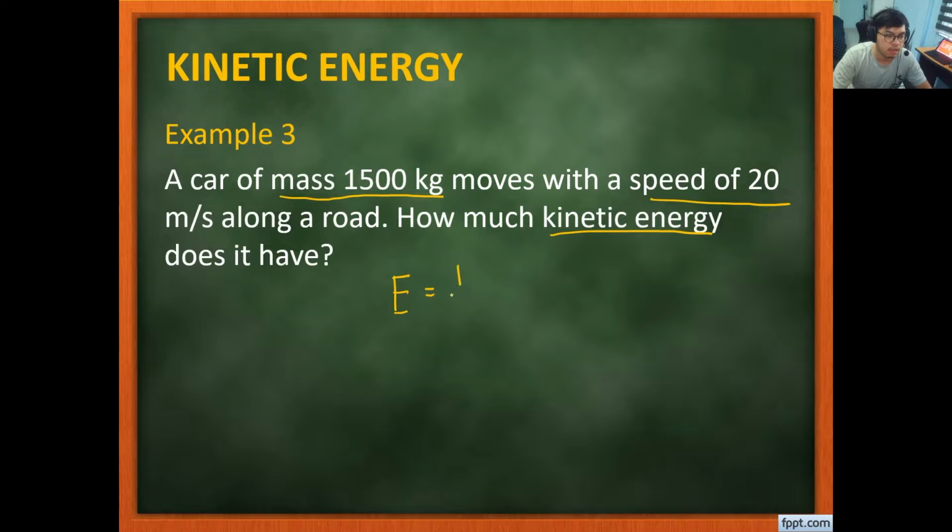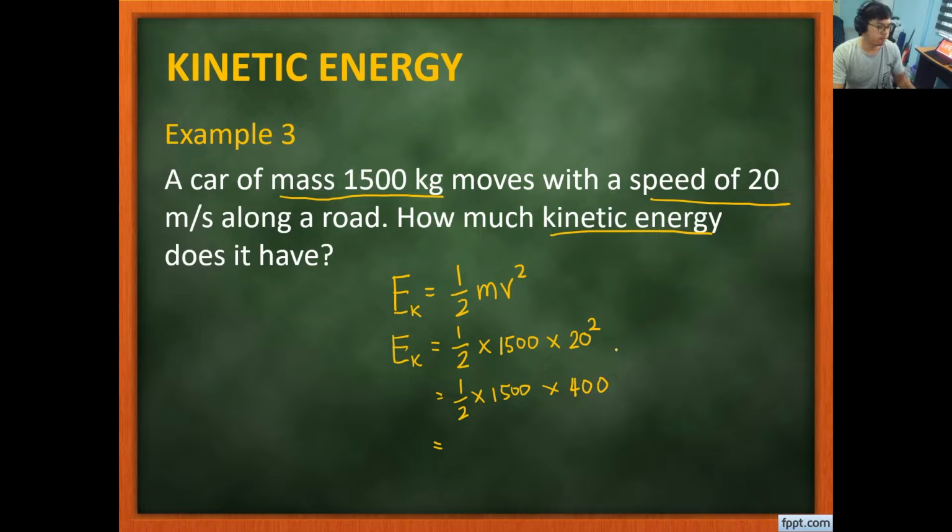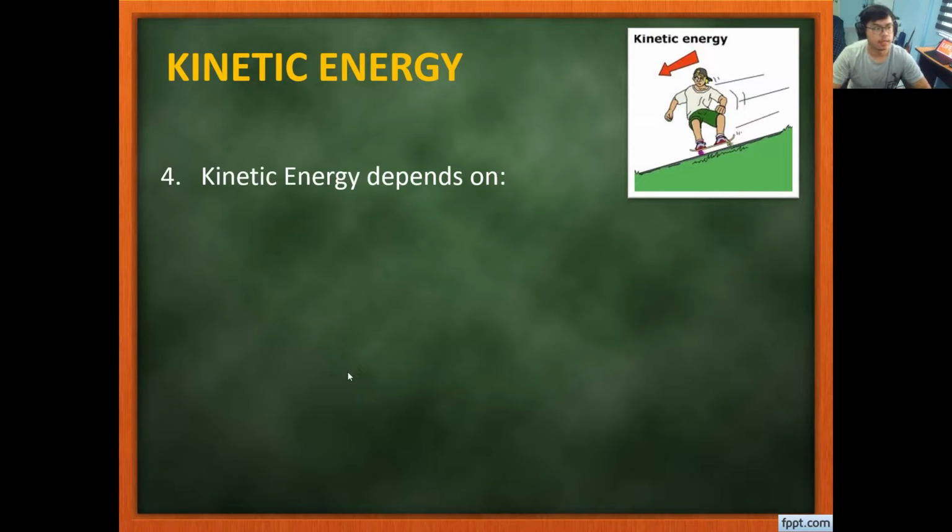So you write down the formula: E = 1/2 mv², and then put in the values. We want to find the kinetic energy in this case. So half times m. What is the mass? 1,500. What is the speed? 20, and you square that. When you square 20, that gives you 400. And then you solve the formula, which gives 300,000. What's the unit for energy? This is joules.